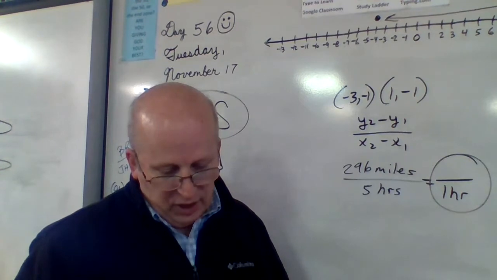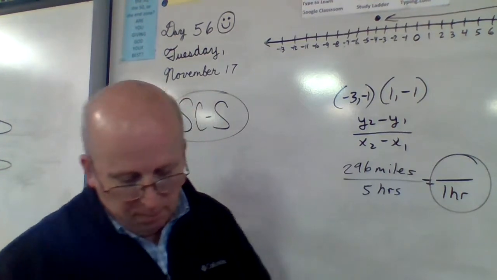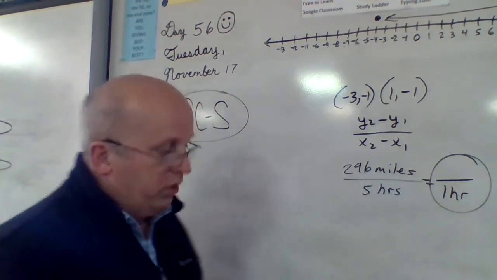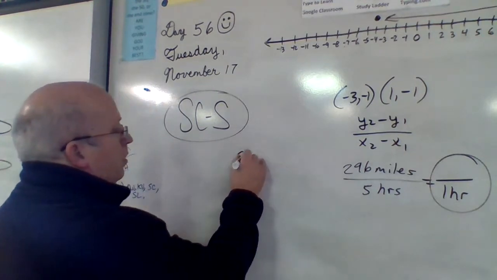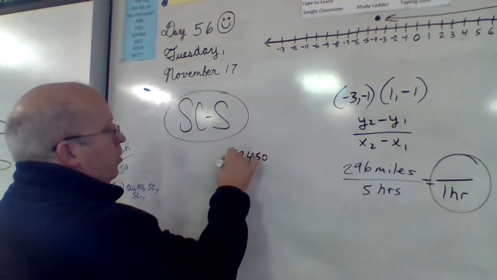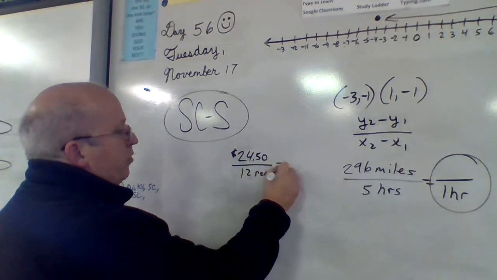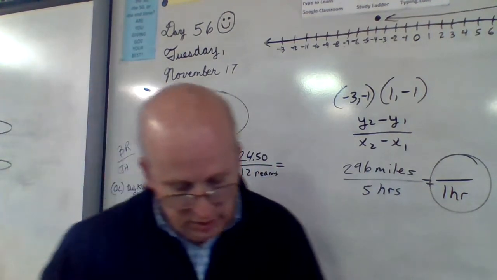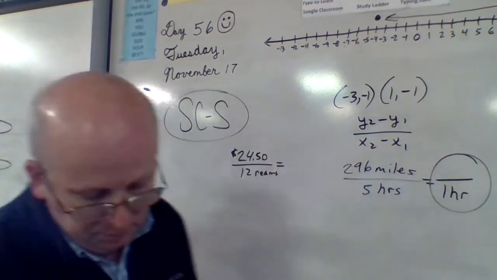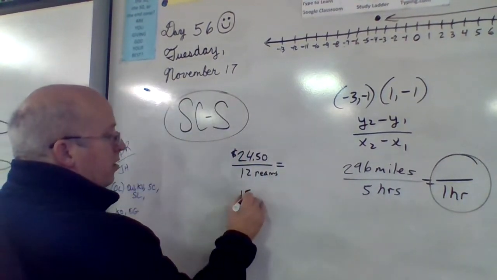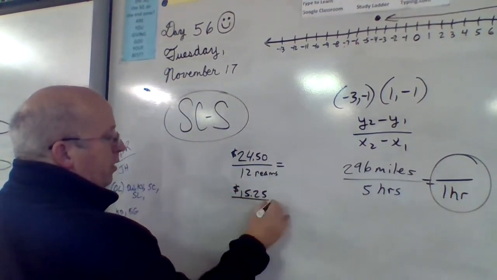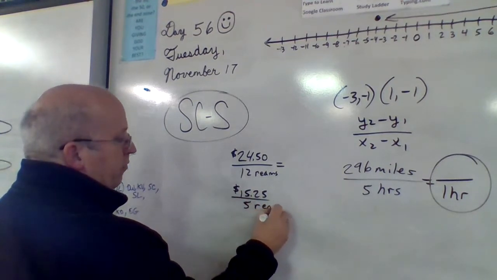How about number 5? Which is the better buy? 12 reams of paper for $24.50. If it were you or me, I'd be writing this fraction first of all. And then it says, what about 5 reams of paper for $15.25?